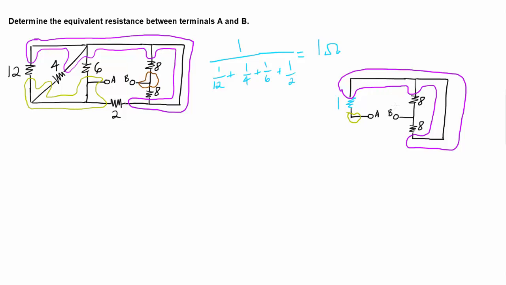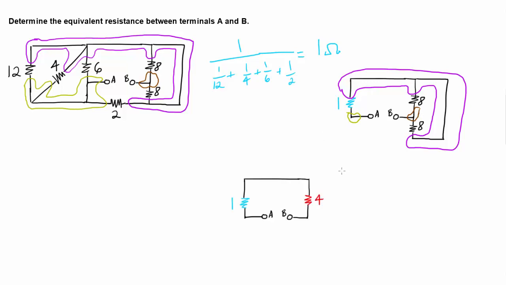Note that the two 8 ohms are not in series because if you were to place some kind of source in between terminals A and B, like say a voltage source, if current was flowing this way, for example, it would split at this junction right here. So because a different current would flow through these two resistors, they're not going to be in series, but they are in parallel because they share two nodes in common. So let's go ahead and redraw that circuit.